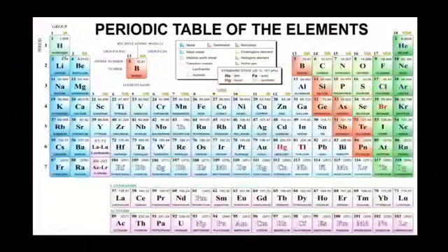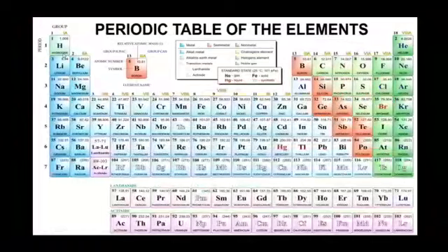In the periodic table, the group 1 elements are hydrogen, lithium, sodium, potassium, rubidium, cesium and francium. Group 1 elements will have similar properties.